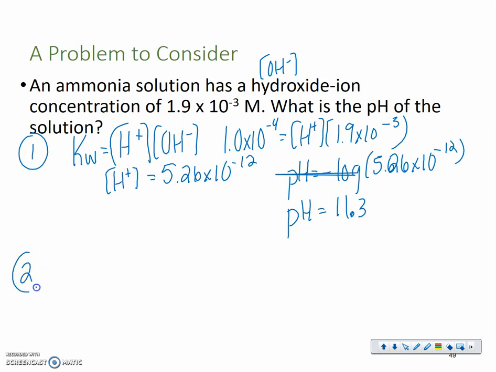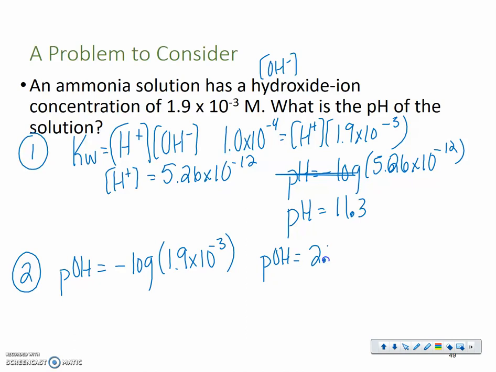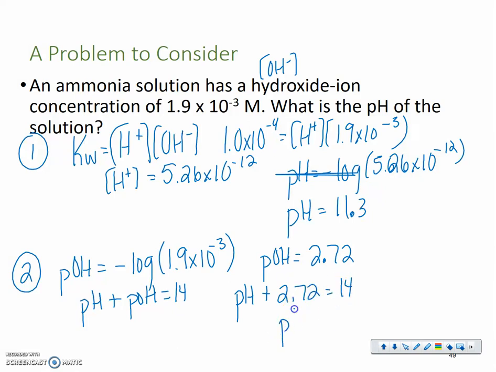The other way you could solve it is to plug your hydroxide amount into the pOH formula. pOH, you have OH. And then plug that into your pH plus pOH formula. So pH equals 14 minus pOH. So my pH in this case is also going to be 11.3. So either way you solve it doesn't matter, but you're going to have to do two separate formulas, either your KW and then your pH formula, or your pOH and then your pH-pOH formula. It just depends on which one you would like to do.